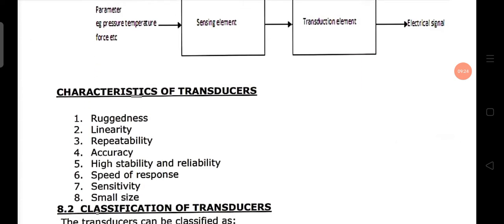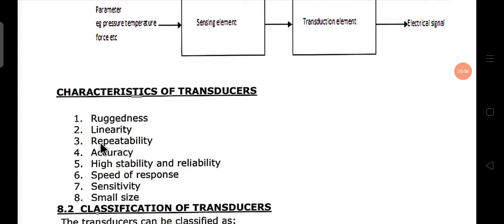And a characteristic of transducer is ruggedness. Ruggedness means very rough and tough. Linearity means that whenever the change in the input side increases, the electrical signal in the output side also proportionally increases. Whenever the rate of parameter change decreases in the input side, the transducer also gives an output which is decreasing in the electrical signal. So this is the linearity.